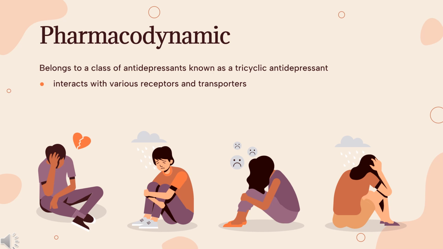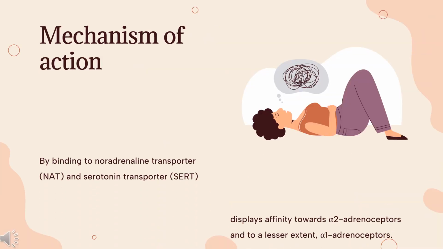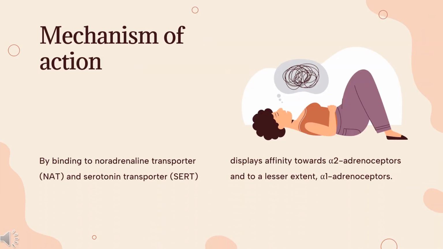Pharmacodynamics. Dosulepin is a tricyclic antidepressant that interacts with various receptors and transporters. It is a monoamine reuptake inhibitor with approximately equal potency for noradrenaline and 5-HT that increases the availability of these neurotransmitters at the central synapses. The metabolites of Dosulepin are shown to inhibit 5-HT uptake by the human blood platelet. Mechanism of action. By binding to noradrenaline transporter, NAT, and serotonin transporter, SERT, in an equipotent manner and inhibiting the reuptake activity, Dosulepin increases the free levels of noradrenaline and 5-HT at the synaptic cleft.